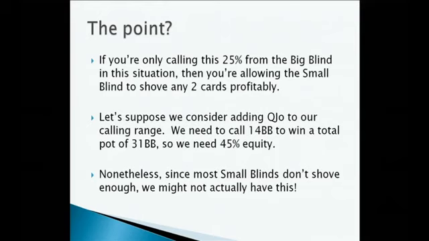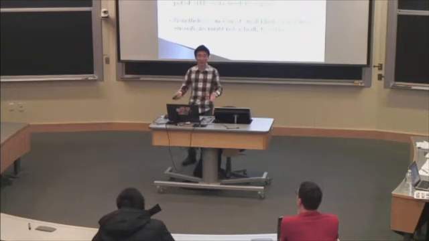So let's suppose we're the big blind now, and we're considering adding queen jack off to our calling range. So I'm saying, okay, you're making the mistake as a big blind of only calling 25%. But what's wrong with my reasoning? The thing that's wrong with my reasoning is that it's only a mistake from a level 3 reasoning point of view. It's only a mistake in that it's not theoretically optimal, because in theory the small blind could shove any two cards profitably. But if the small blind isn't actually shoving any two cards, then maybe this is actually the optimal range to call. If the small blind is shoving too small a range, then maybe 25% is the optimal strategy for the big blind from that point of view.